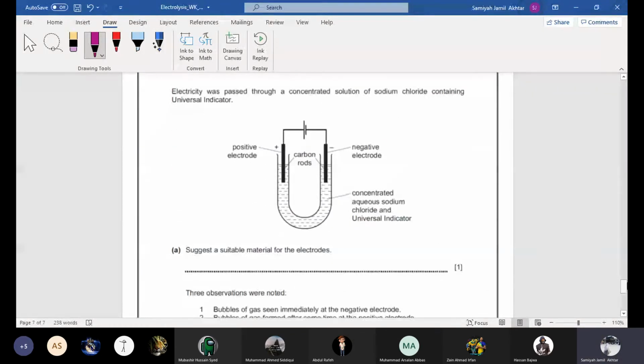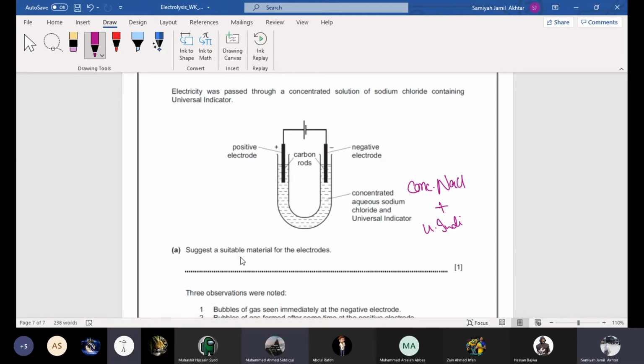Next question. Electricity was passed through a concentrated solution of sodium chloride. Again, the same thing, concentrated sodium chloride, and a universal indicator is also present this time. So there is concentrated sodium chloride plus universal indicator. Positive and negative, anode and cathode. Okay, this is the setup. Suggest a suitable material for the electrodes.